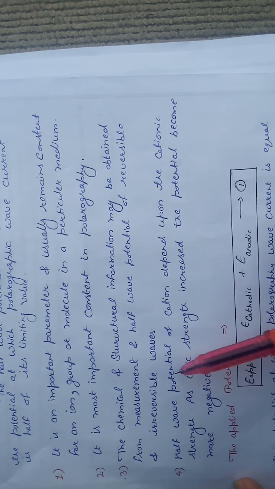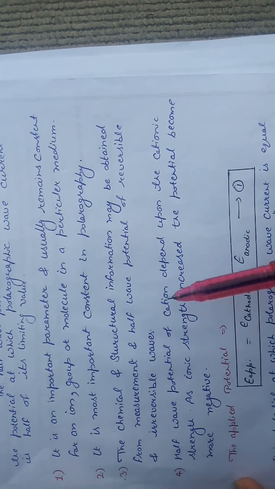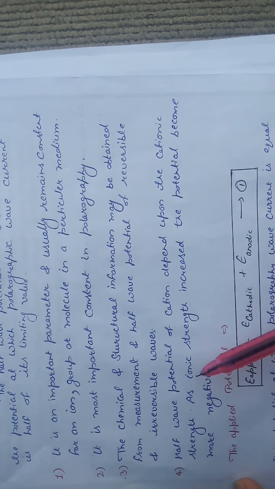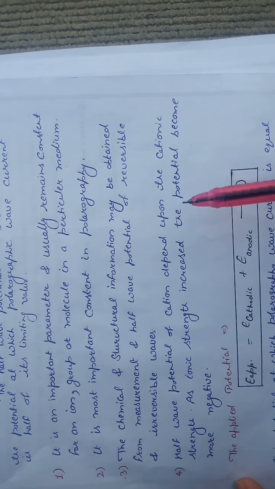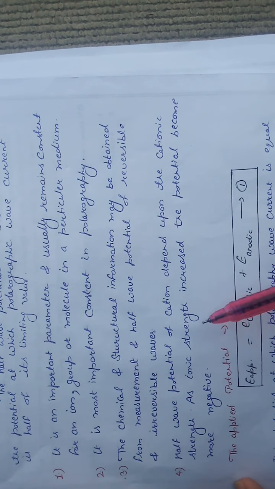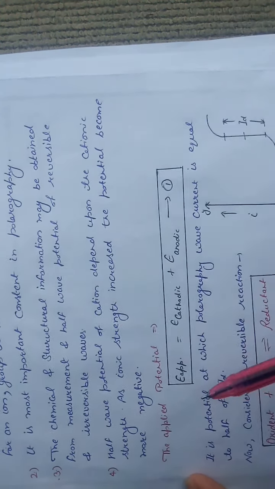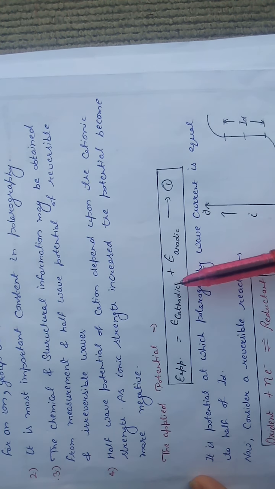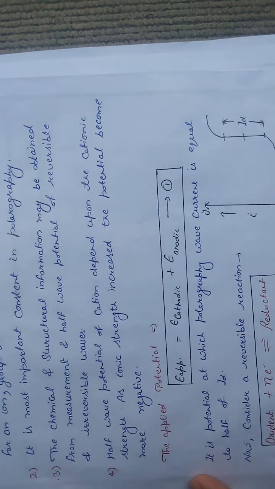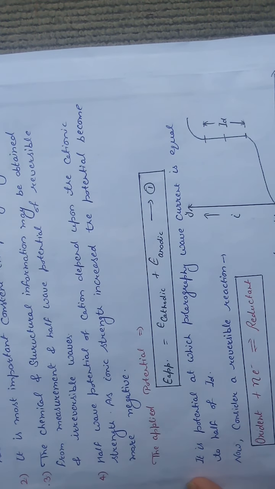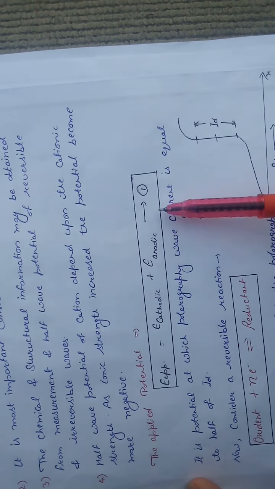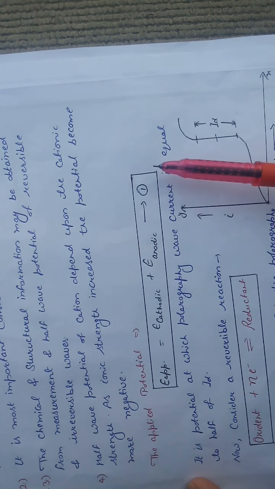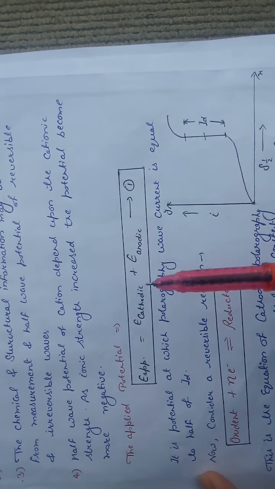Next, the half-wave potential of a cation depends upon the ionic strength. As ionic strength increases, the potential becomes more negative. The applied potential may be represented as E applied, that is equal to E cathodic plus E anodic, and we have represented it as equation number 1.